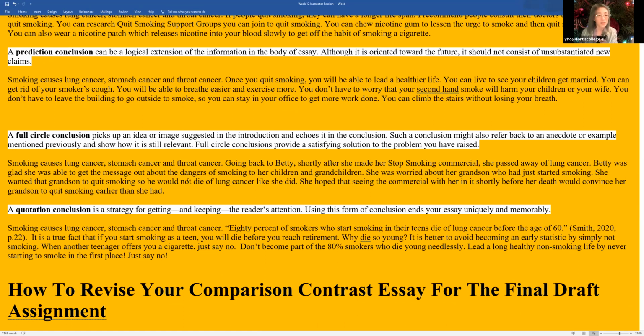Betty was glad she was able to get the message out about the dangers of smoking to her children and grandchildren. She was worried about her grandson who had just started smoking. She wanted that grandson to quit smoking so he would not die of lung cancer like she did.